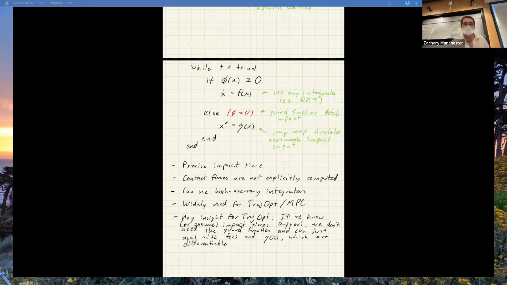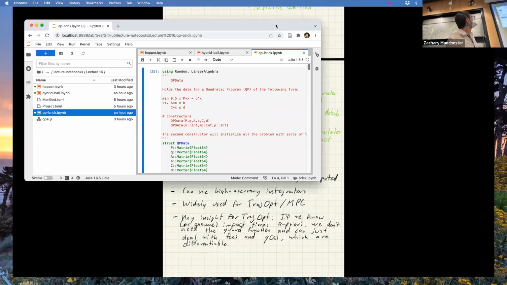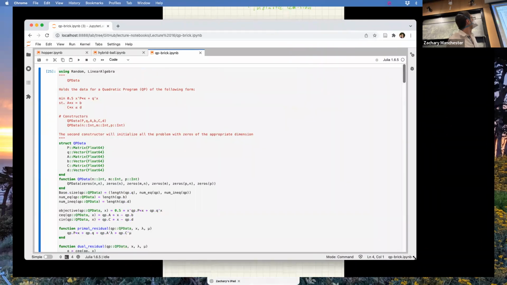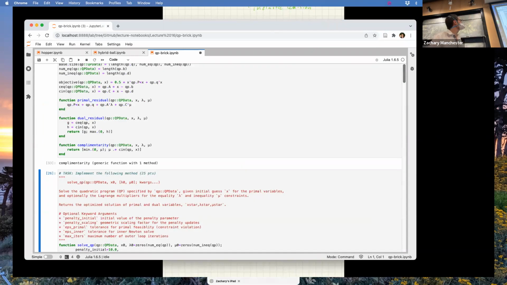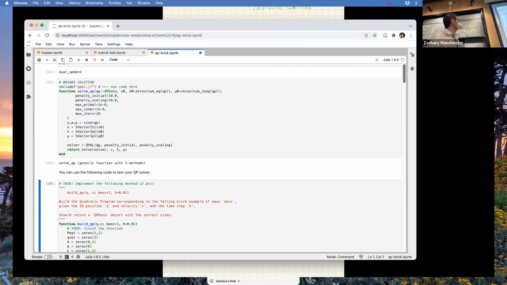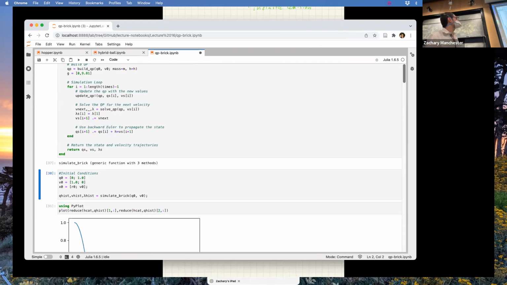Here's the code. So the first thing we'll do is, this is actually straight out of the homework 1 solutions. This is just the QP stuff that you guys already did. So we'll just run this real quick. I think I'm running exactly what was in the homework.